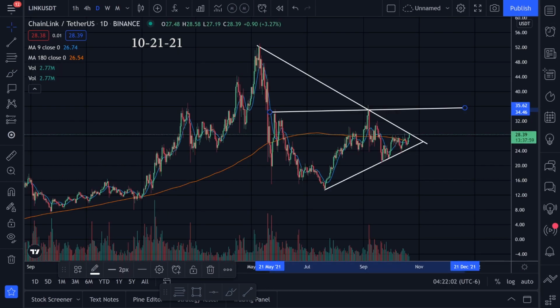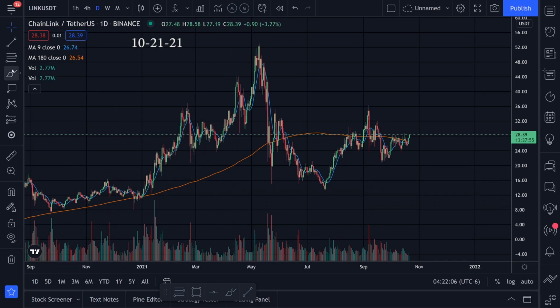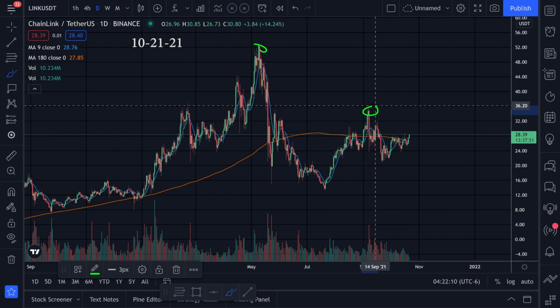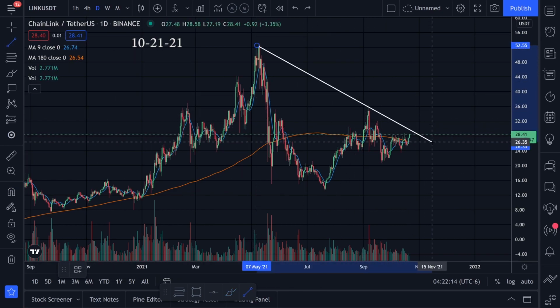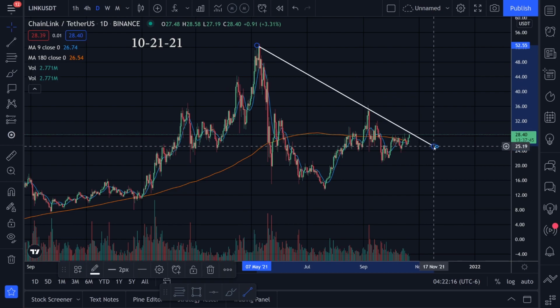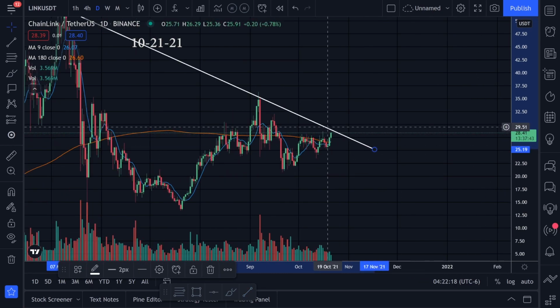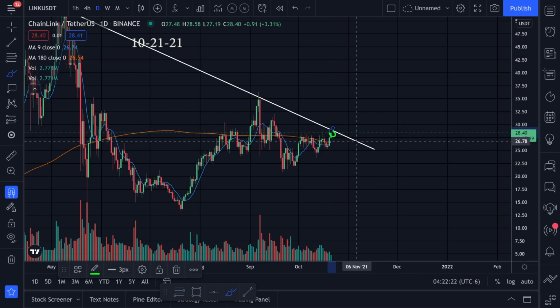Alright, here's what I'm looking at on Chainlink. Let's delete everything and start from scratch. So what I'm really looking at is this downtrend right here. We have resistance and we have resistance. Let's do a trend line going to the downside, something like this. And as you can see right now, it looks like we're testing this trend line. We're coming into it and we're really close to it right now.